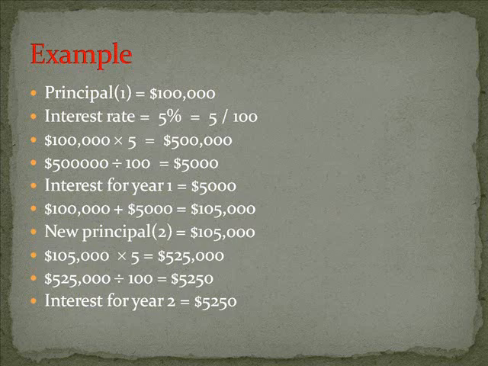So the new principal, which is principal 2, would equal $105,000. And then I would take that new principal and multiply it by 5. So that is 105,000 times 5, which will give me 525,000. And then that 525,000 must also be divided by 100, which will give me $5,250. So my interest for year 2 is $5,250.